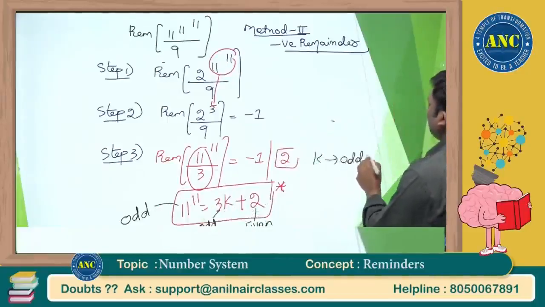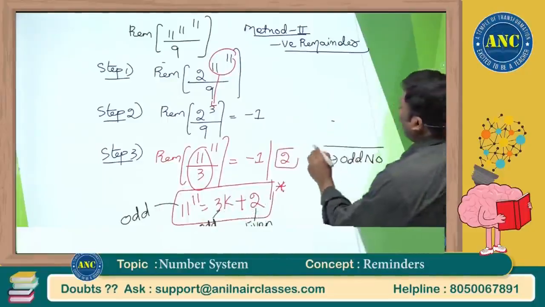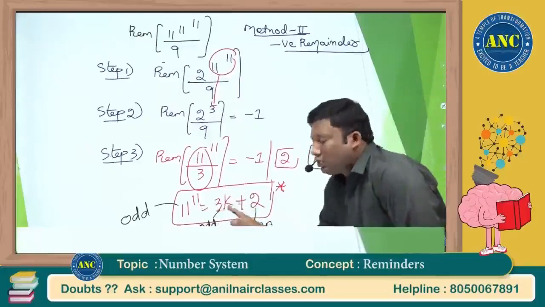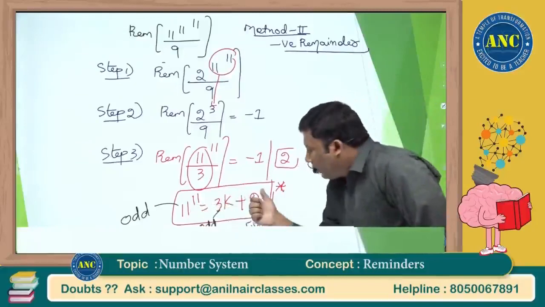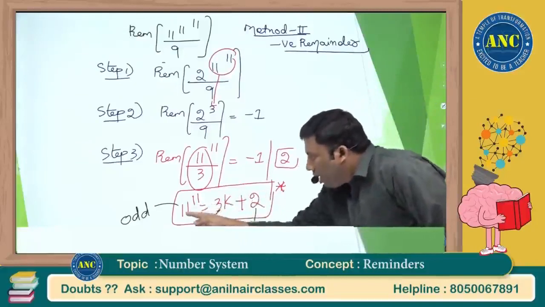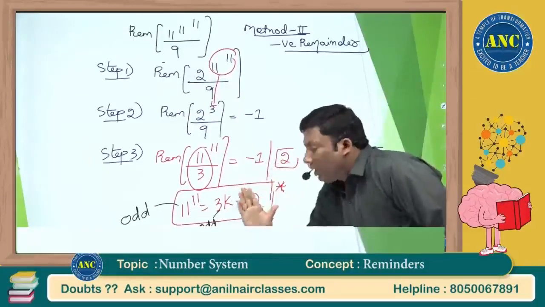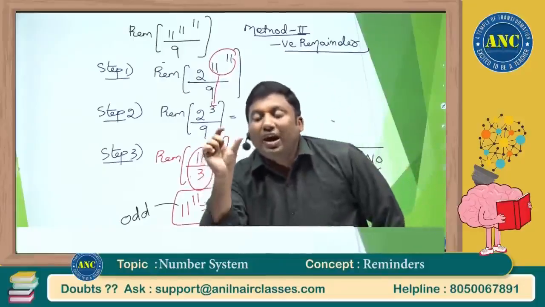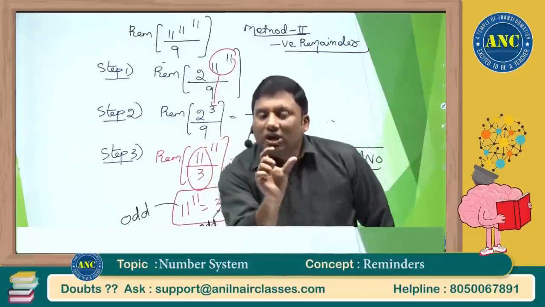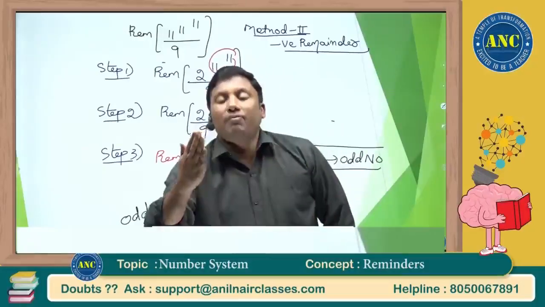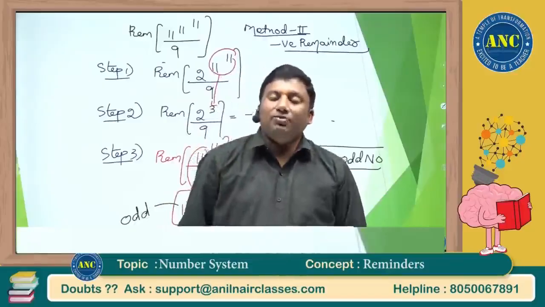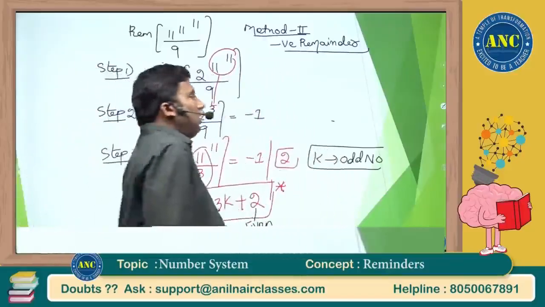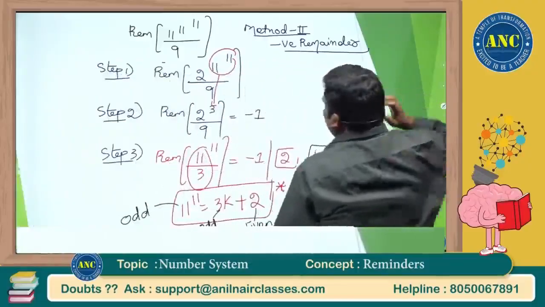This is the extra step which you need to do whenever you are doing minus 1. 11 power 11 is 3K plus 2. 11 is an odd number, 2 is an even number. Odd minus even will be an odd number. So 3K will be an odd number. 3 into K will be an odd number. 3 is an odd number, and odd number into something will be an odd number. That something, K, has to be an odd number.